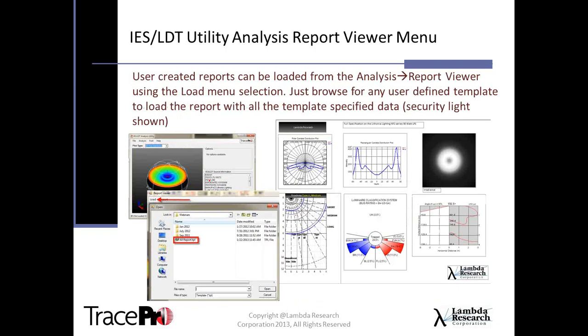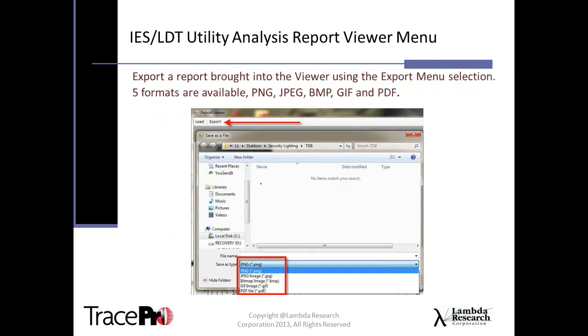Just browse for any user-defined template, load the report, and then it will load all the information from the angular information that you have output in the analysis utility. So for instance, I loaded that security light form, and you can see all the output from the security light over into the report format. I can then save this, and I'll show you how to do that shortly here.